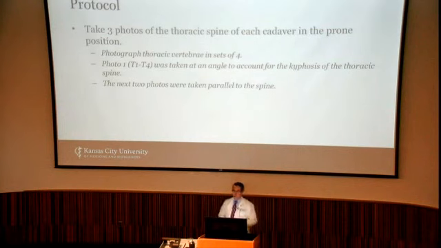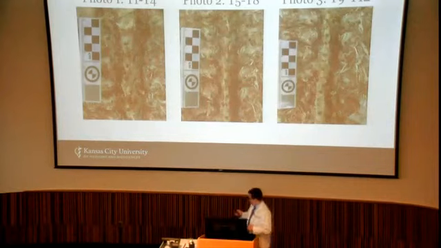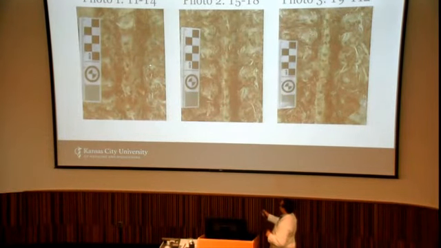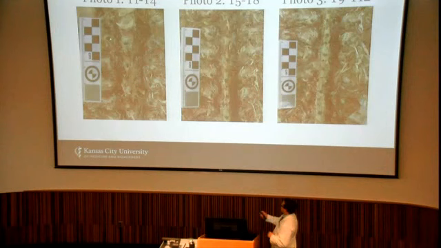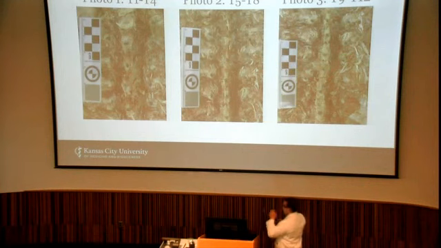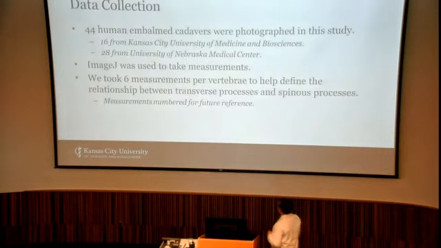Photo 1, which was of T1 through 4, was taken at an angle to account for the kyphosis of the thoracic spine. The next 2 photos, which were T5 through 8 and T9 through 12, were taken parallel to the spine. So here's an example of the photos we took. You can see where in black we marked the most prominent part of the process. And just to give you an example, here are the transverse processes of T1 and the spinous process of T1. And then we take our measurements from these photos.